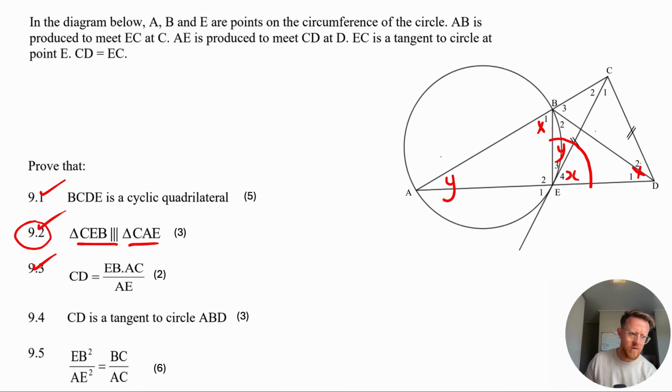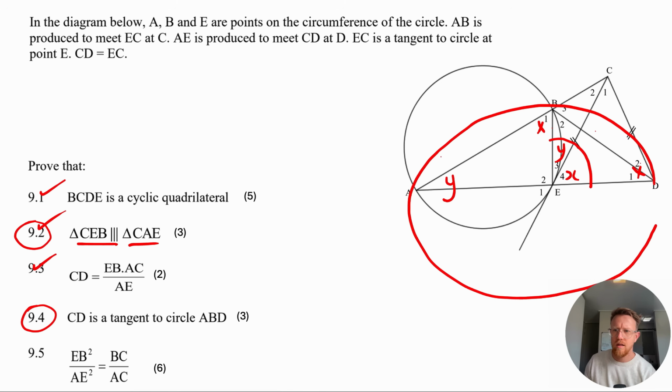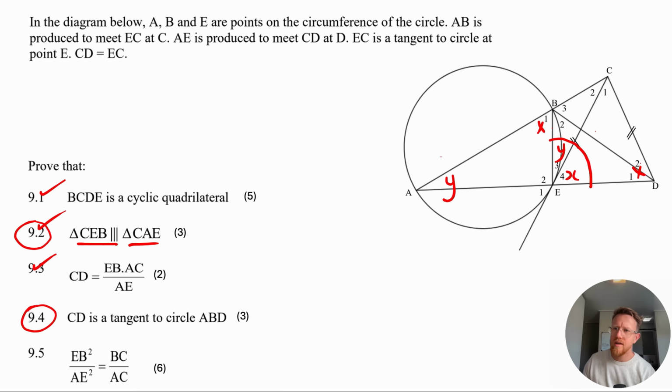Okay, so this one says, prove that for 3 marks, CD is a tangent to the circle ABD. So circle ABD, okay. ABD is a circle, so then it's going to be something like that. Now CD, they want us to prove that that is a tangent. Okay, so here's the tangent here.